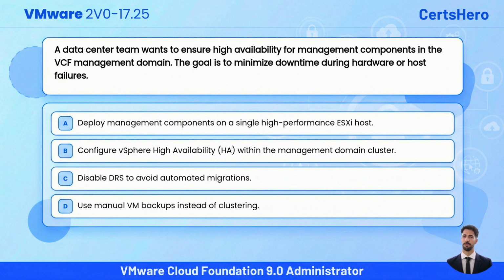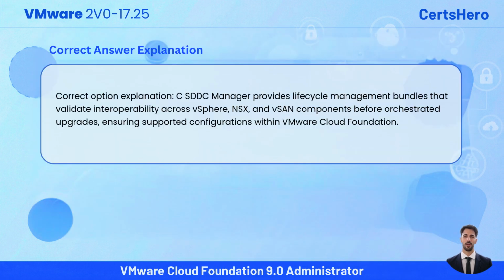Option C. Disable DRS to avoid automated migrations. Option D. Use manual VM backups instead of clustering. Correct option explanation. B. Enabling vSphere HA within the management domain ensures automatic restart of critical management virtual machines in case of host failure, maintaining availability of core VCF services.